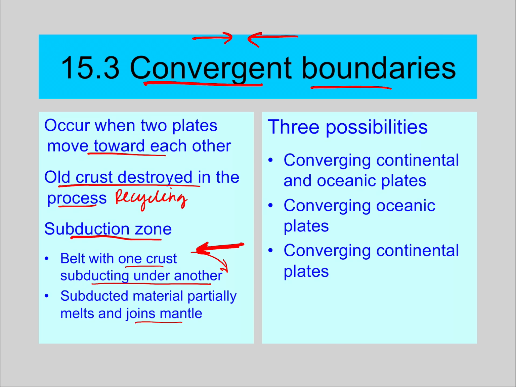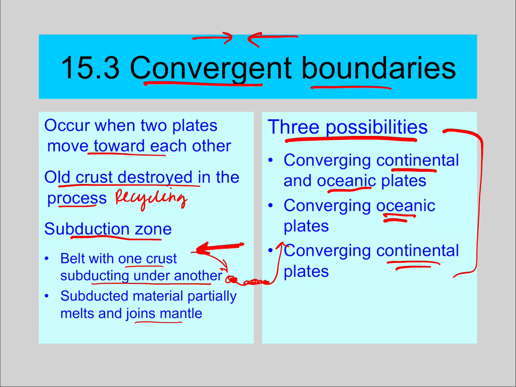Subducted materials partially melt and join the mantle. Those elements then go down into the mantle and will be down there until they emerge over in a divergent boundary. There are 3 possibilities for convergent boundaries. We have continental-oceanic, 2 oceanic plates coming together, and 2 continental plates coming together. Because continental and oceanic crust are different, remember continental is granite, less dense, oceanic is basalt, heavier, we're going to have different features that are going to form at these boundaries.